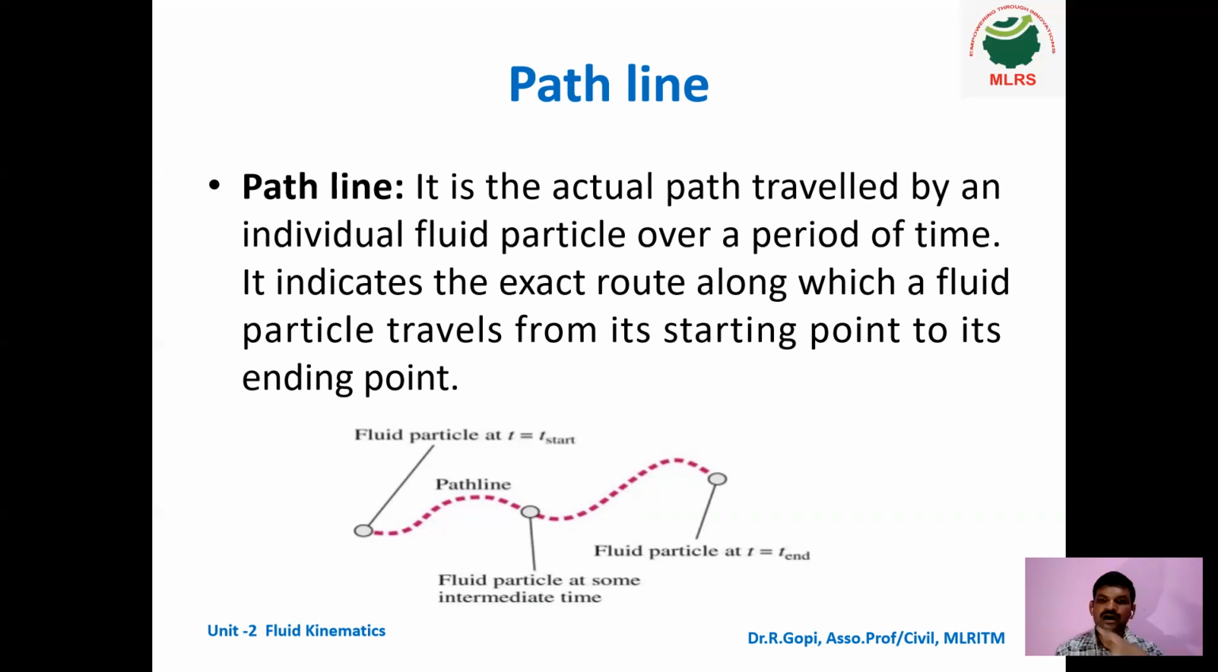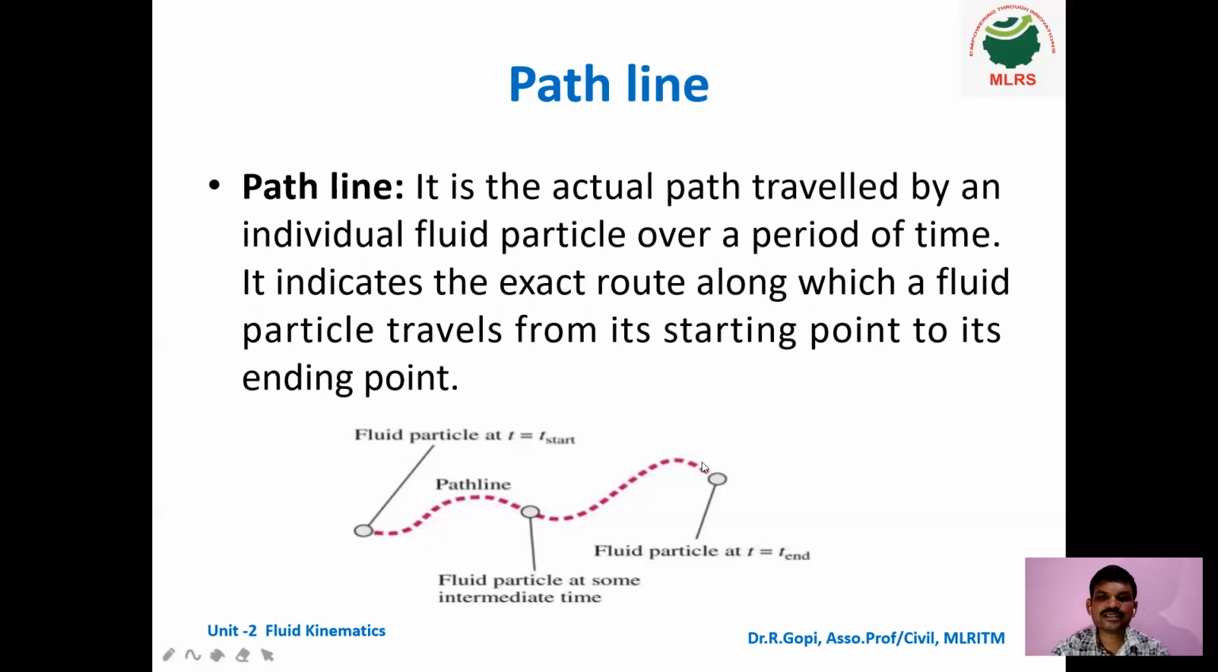So that line is called the path line. The color pigment's traveling line, whether it travels in a straight line, a curved line or a zigzag manner, whatever it may be, we can easily identify. That line is called the path line. So the path line indicates the exact route along which a fluid particle travels from its starting point to its ending point.